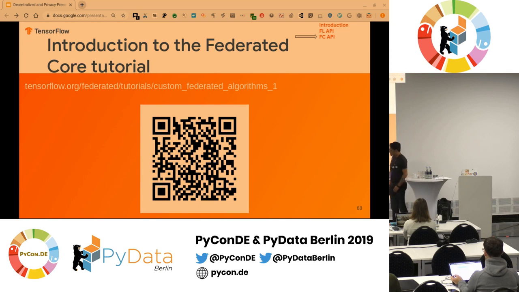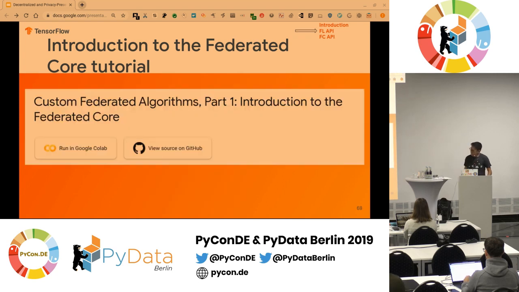The first one is a basic FC API tutorial, and the next one has a little bit more where you actually go through federated averaging in detail. I'm not going to go through that today, but all right, same stuff. There are links to run it in Colab. You can go look at the source.